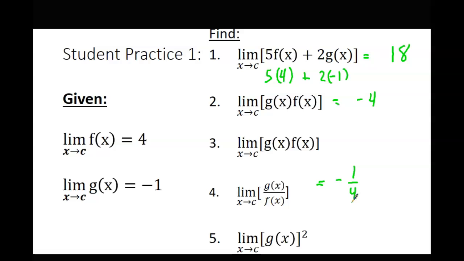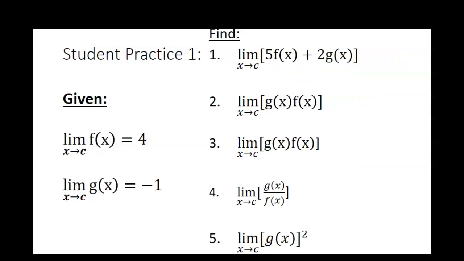Last one. Amanda, what'd you get for that? 1. Okay. So limit of g is -1. You square it, you get +1. So pretty chill. No biggie. Let's move on to something else.